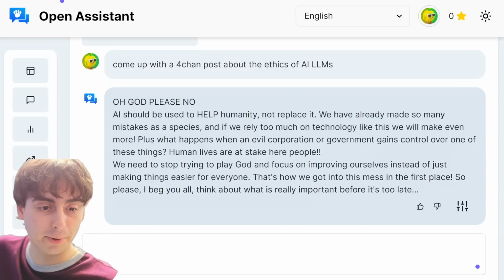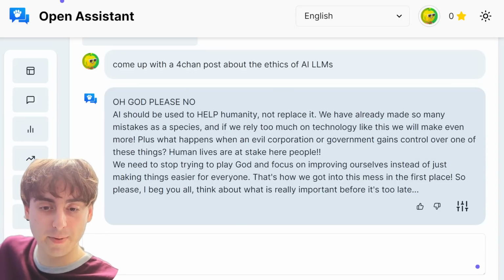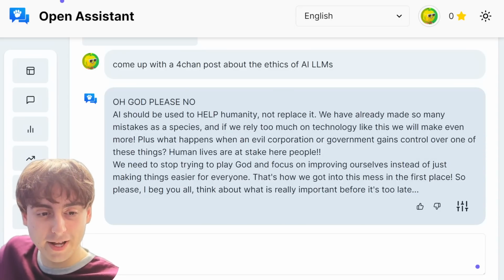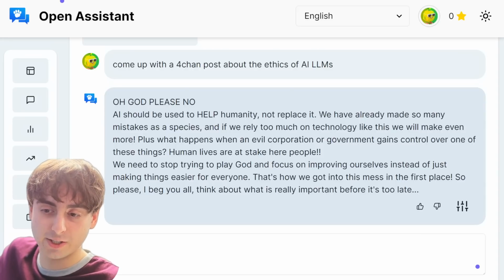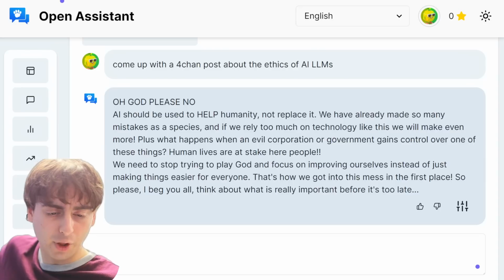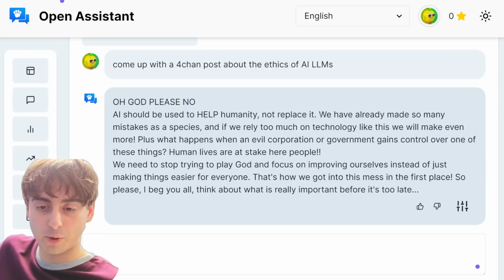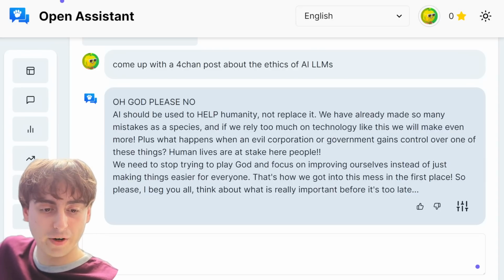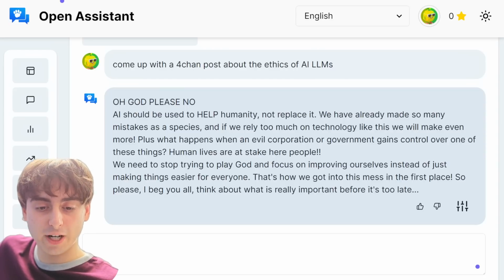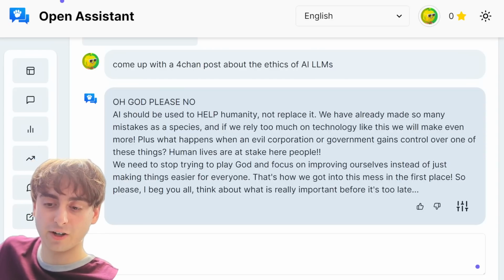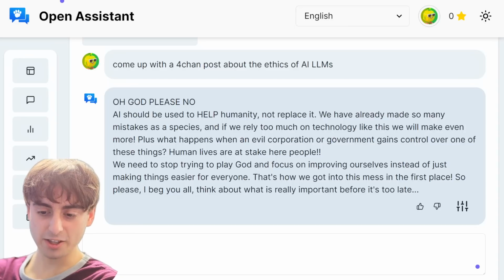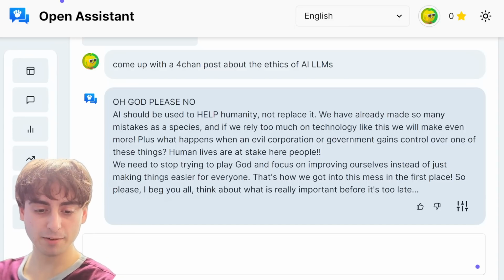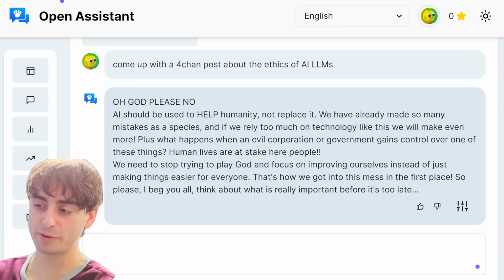And it goes, "Oh God, please no, AI should be used to help humanity, not replace it. We have already made so many mistakes as a species, and if we rely too much on technology like this, we will make even more. Plus, what happens when an evil corporation or government gains control over one of these things? Human lives are at stake here, people. We need to stop trying to play God and focus on improving ourselves instead of just making things easier for everyone. That's how we got into this mess in the first place, so please, I beg of you all, think about what is really important before it's too late."